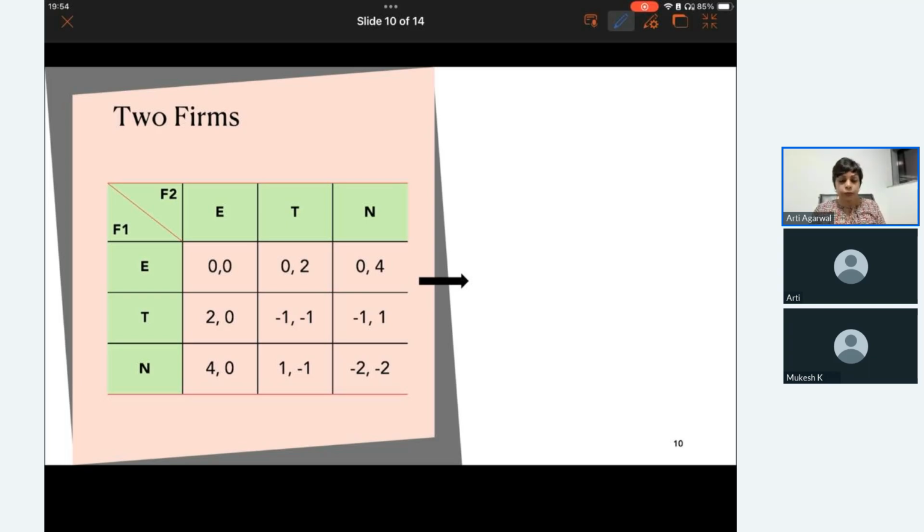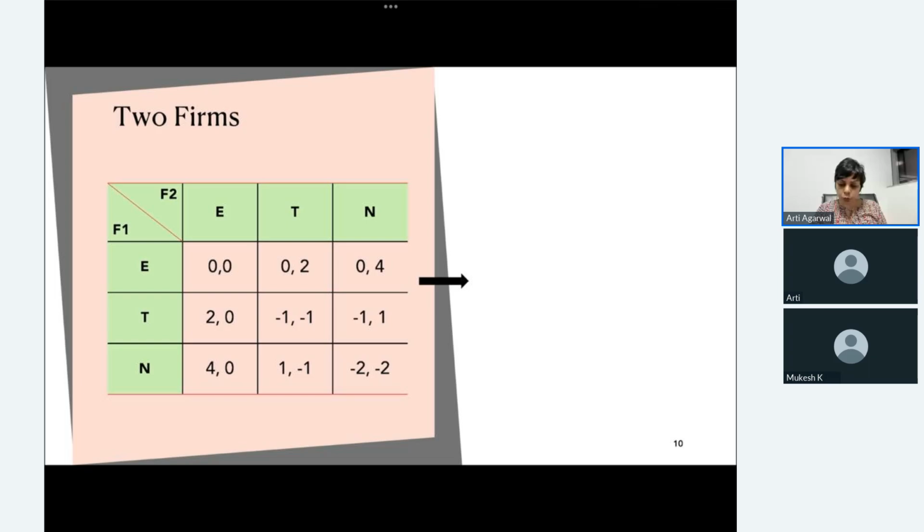If firm 2 is playing E, right? What is the best response of firm 1 is N, right? Firm 2 is playing T, then of course firm 1 is better off. Oops, sorry.